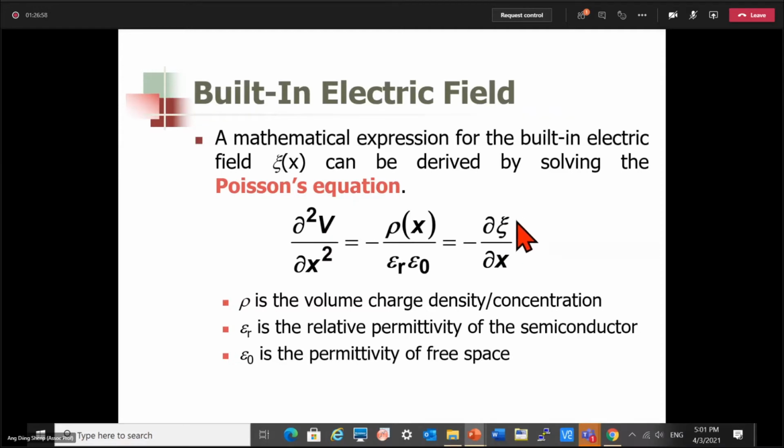Remember, electric field is minus dV over dx by definition, and therefore I can express d squared V over dx squared as the negative of the first order derivative of the electric field function. So very clearly, if I can solve this Poisson equation, I will be able to obtain a mathematical expression quantifying how the built-in electric field varies across the p-n junction. So that is what I'm going to do next.